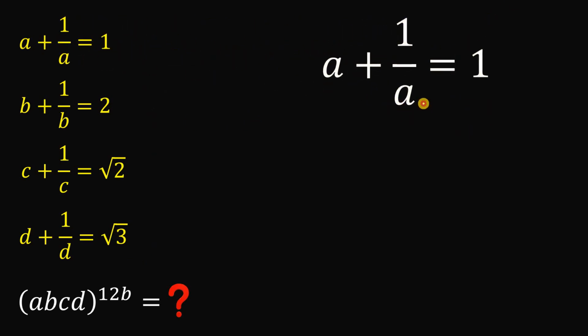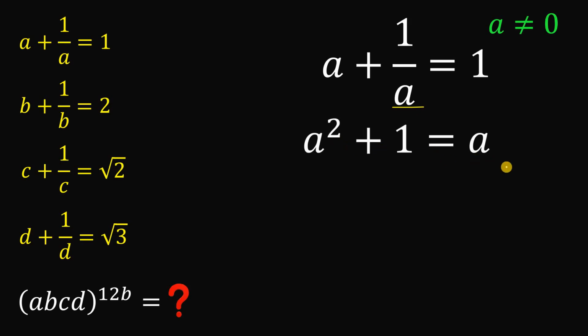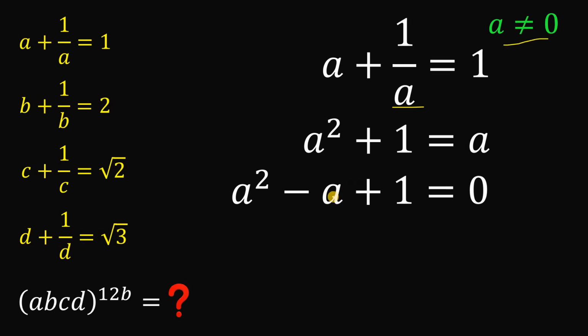Now here, a is in the denominator, so technically a is not equal to 0. So let's multiply all of these terms by a, because we know a is not equal to 0. This is legal. We have a squared plus 1 equals a. Rearrange some terms a little bit. We have a squared minus a plus 1. Now, since a is not equal to 0, we can multiply this again by a, so we don't multiply both sides by 0.